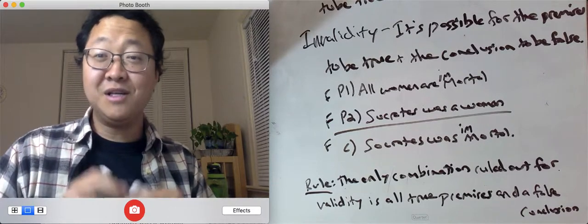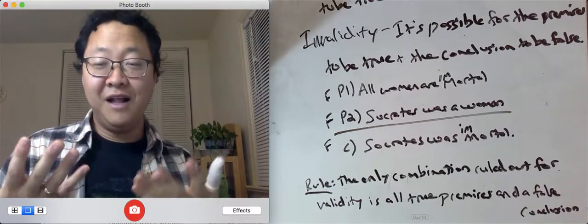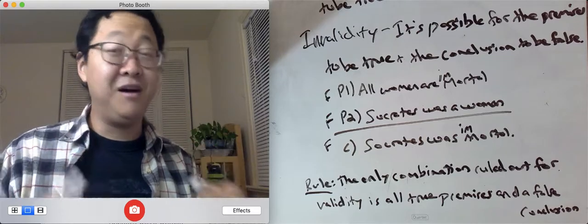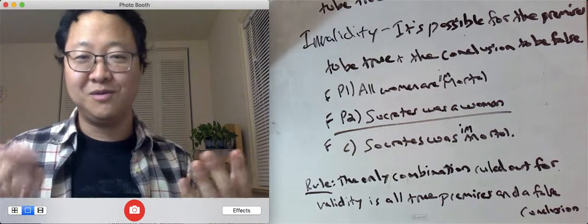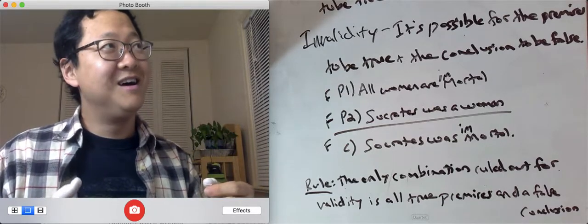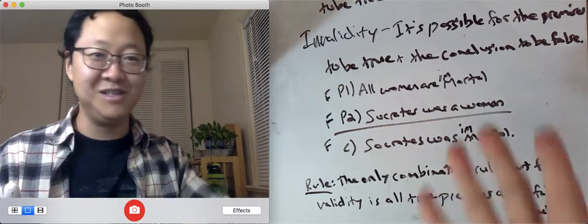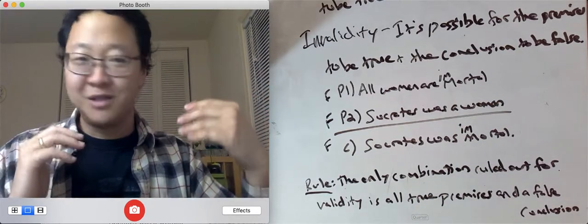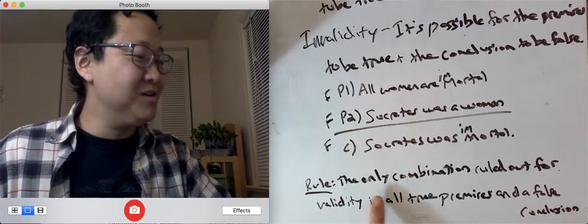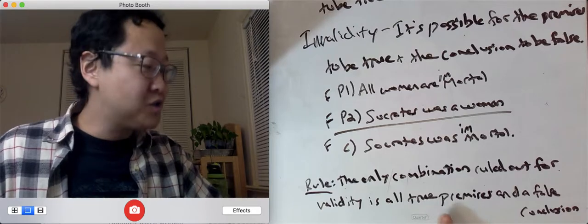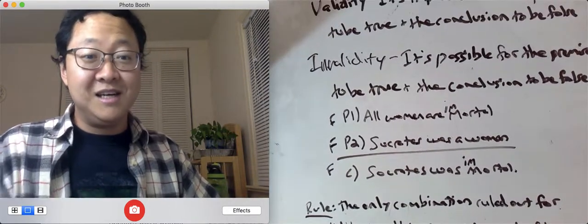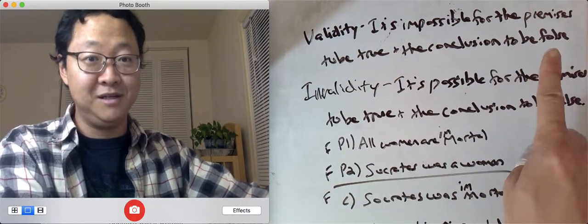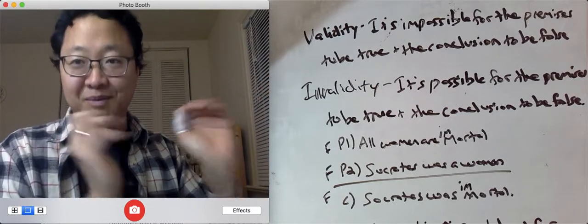Okay, that's the only combination ruled out. So if you were to see a true-false question that said something like, a valid argument can have all true premises and a true conclusion, true. A valid argument can have all false premises and a true conclusion, true. A valid argument can have all false premises and a false conclusion, true. All of that's fine. How about a valid argument can have all true premises? True. The only combination ruled out for validity is all true premises and a false conclusion. Because, again, that's our definition of validity. It's impossible for the premises to be true and the conclusion to be false. That's validity. All other combinations are possible.